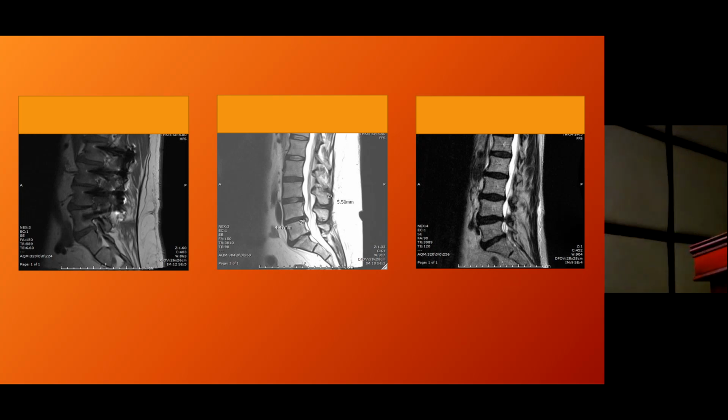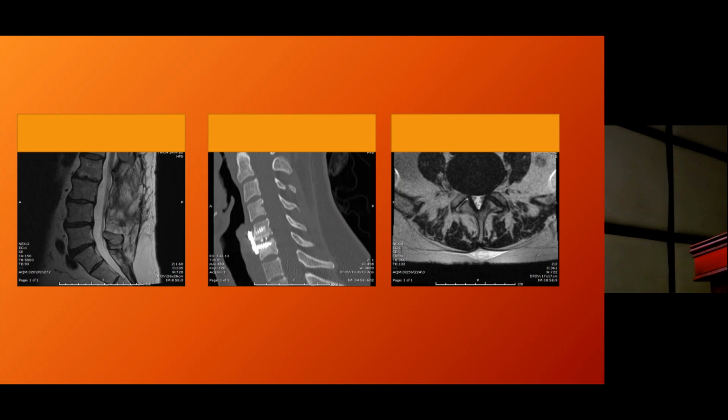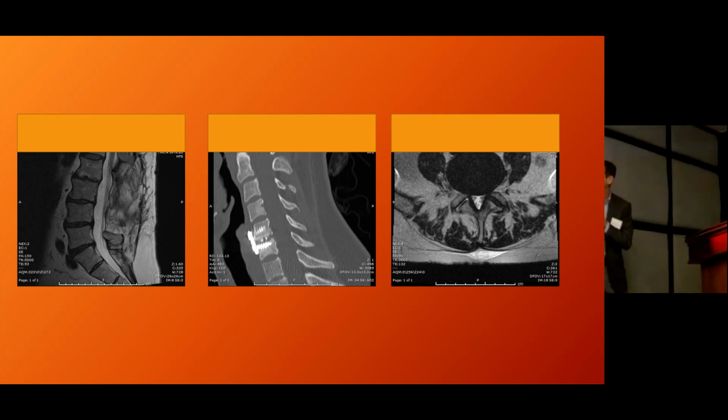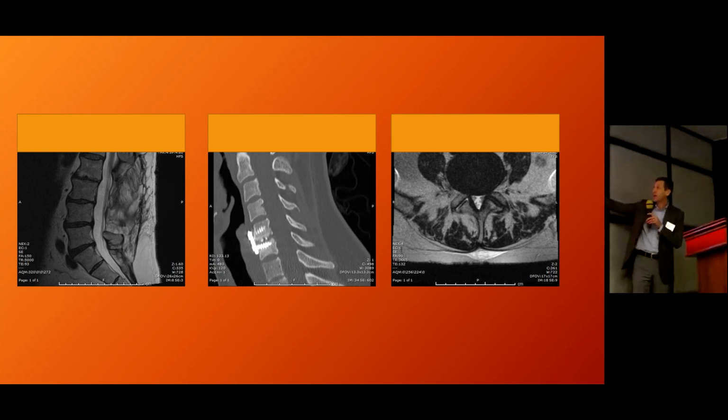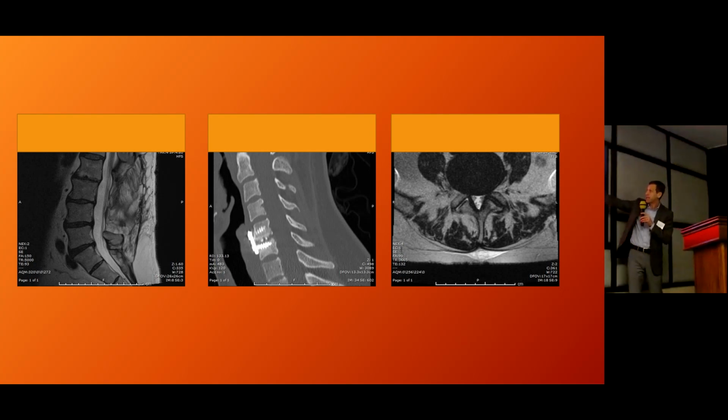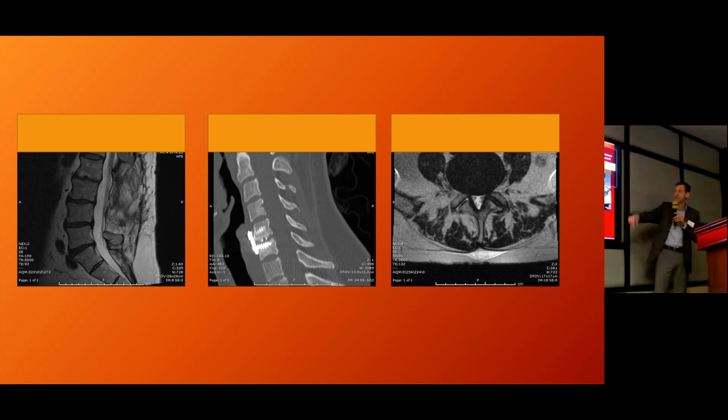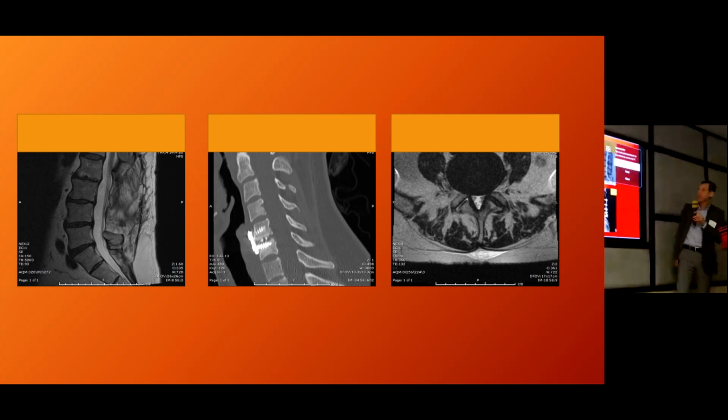Widely patent canal, multi-level disc degeneration, even some edema, small foraminal stenosis. This one, we have a broken screw, but on flexion extension, no instability. So previous ACDF, I can see some fusion here, and there's a broken screw or loosening hardware. Facet hypertrophy, gapping of the facets, and some stenosis. Let's go to the next slide.